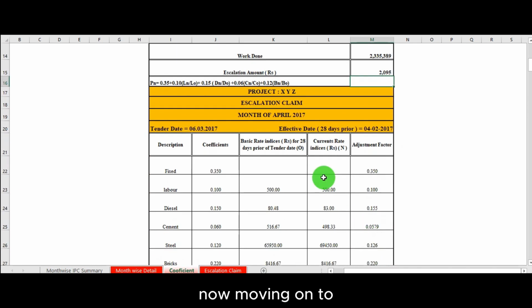Now moving on to the next month, which is April 2017. The coefficient of fixed rate is 0.350. The coefficient given for labor is 0.100. The base rate is 500 and the current rate is also 500. So the current rate did not increase. So the adjustment factor will remain the same as the given coefficient, which is 0.100.